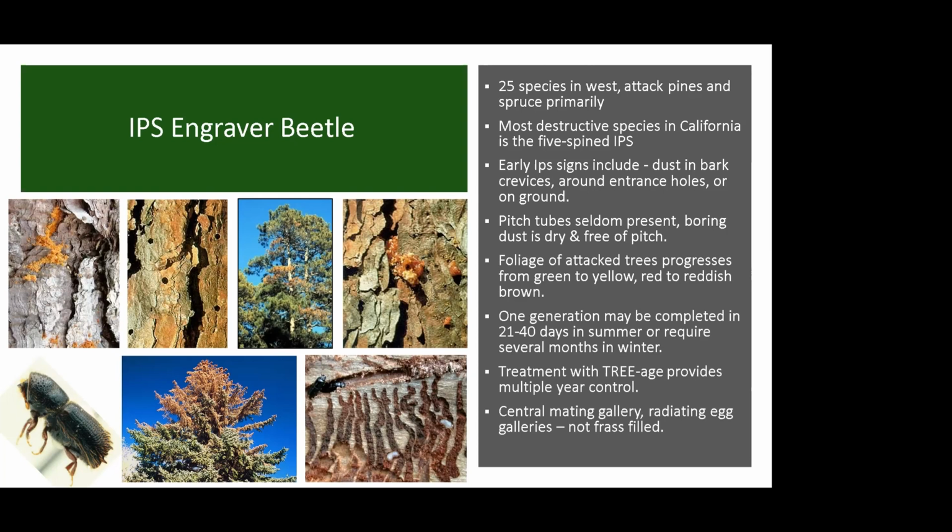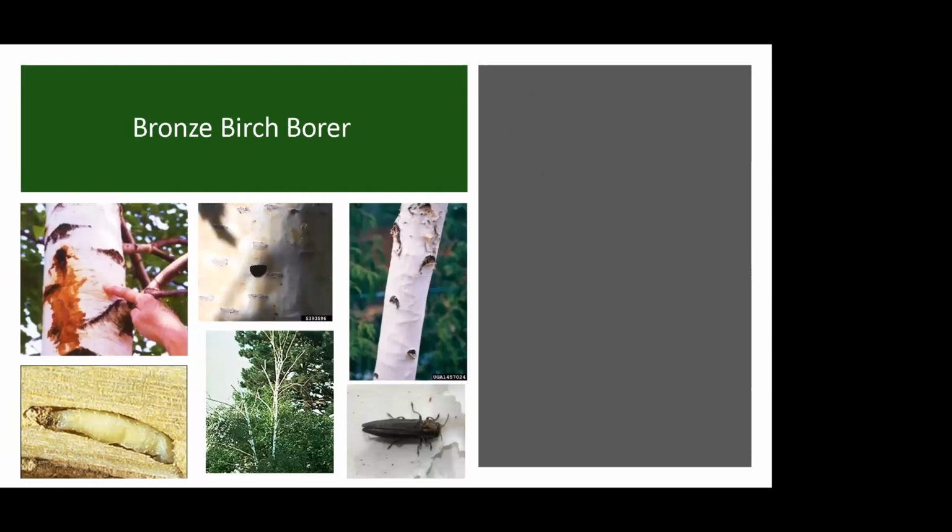Triage is a solution there. Now you can see in the bottom right-hand side the central mating gallery at the top part and the radiating egg galleries with eggs in them, and they'll have no frass. That's one of the ways you'll know that there is an Ips beetle attack.